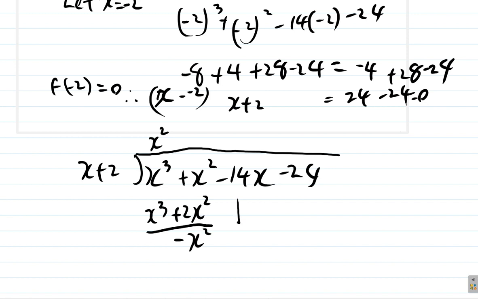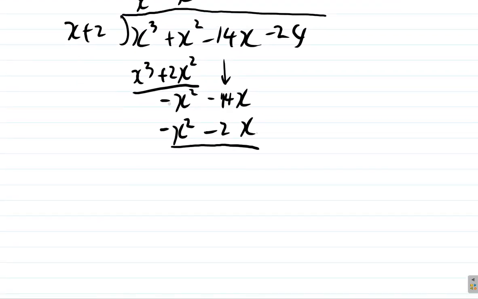And then you bring down the negative 14x. Alright? Now, x into negative x squared is going to be negative x. Negative x times negative x was negative x squared. Negative x times positive 2 is minus 2x.